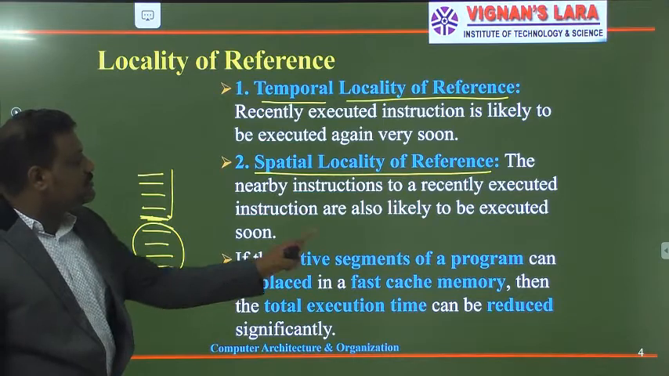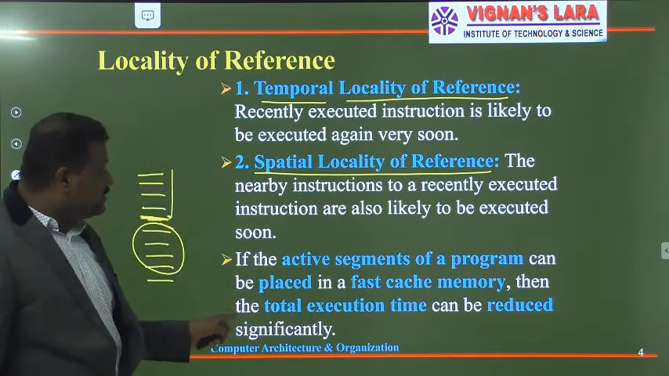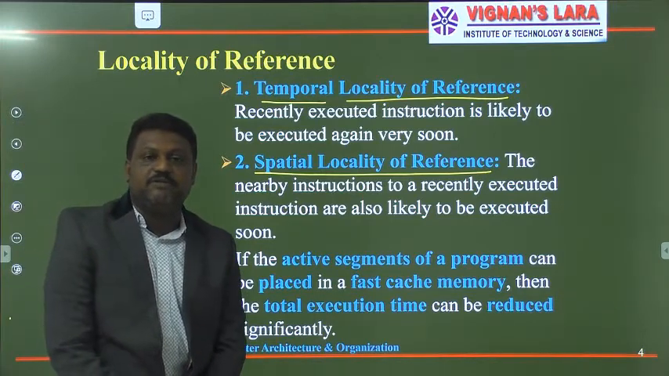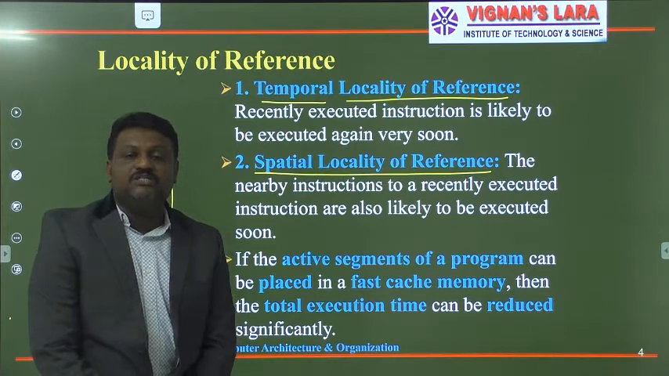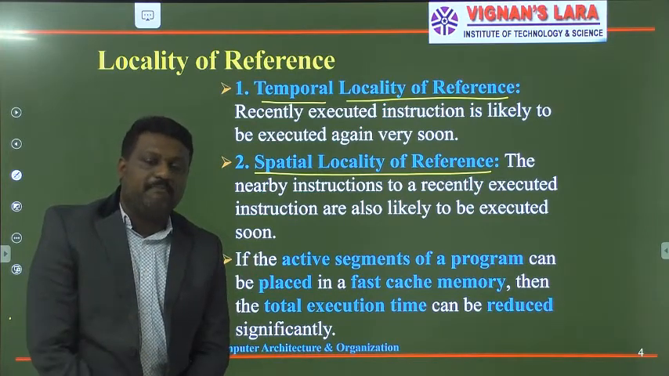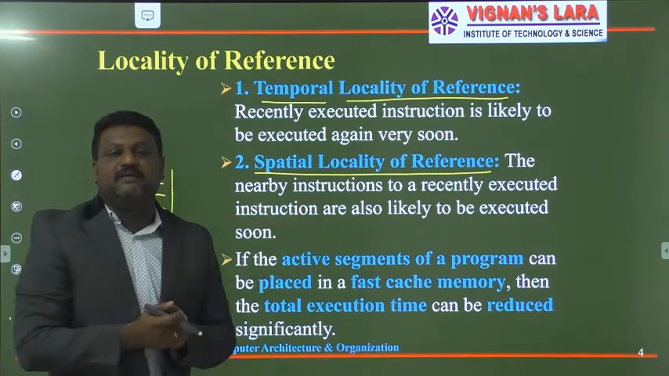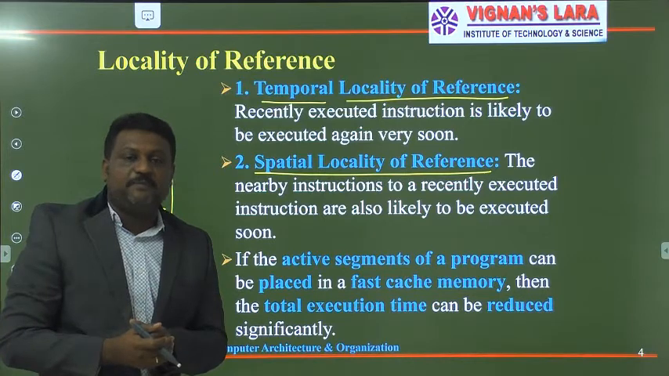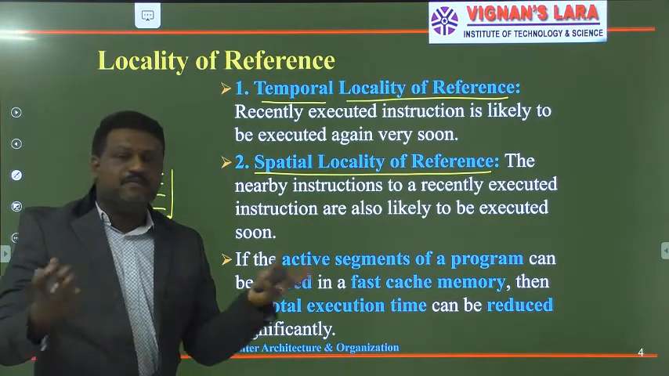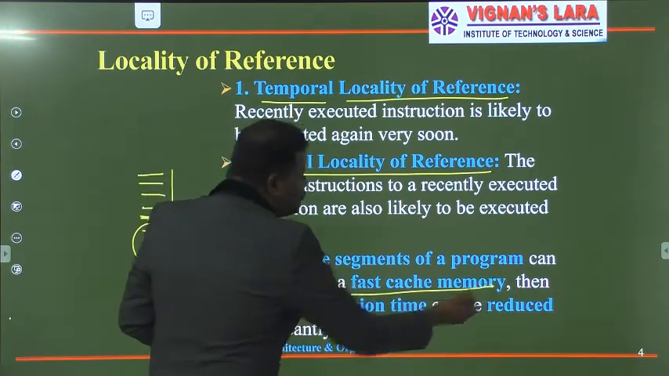If the active segments of a program can be placed in a fast cache memory, then the total execution time can be reduced significantly. What is the active segment, or active part, of a program? If that particular part of the program is kept in cache memory, the speed of operation of the system increases, because the speed of operation of cache memory is high. That's why we call it fast cache memory.